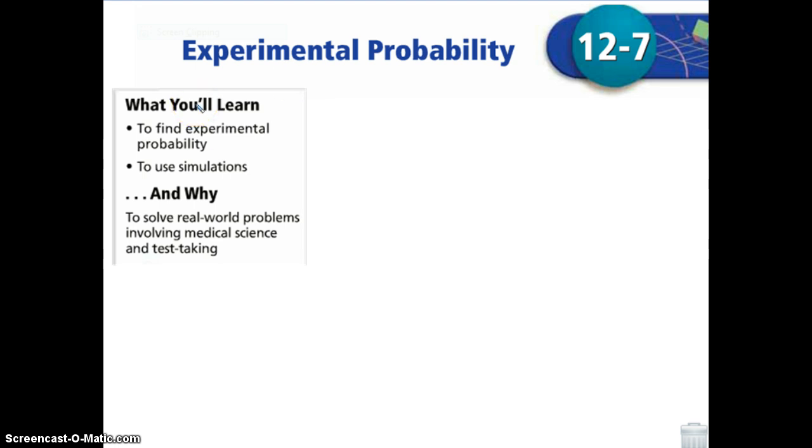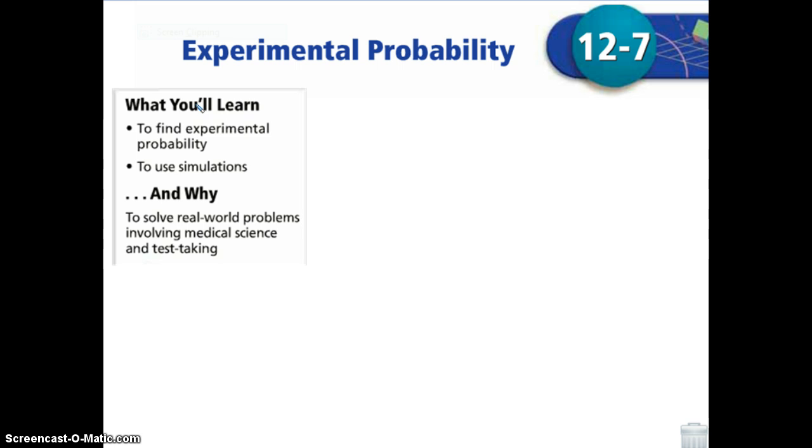Theoretical probability is, well, here's an example. Theoretically, if you flip a coin 10 times, how many times did you get tails? The correct answer is 5. I should get 5 tails if I flip a coin 10 times because the chances are 50-50.